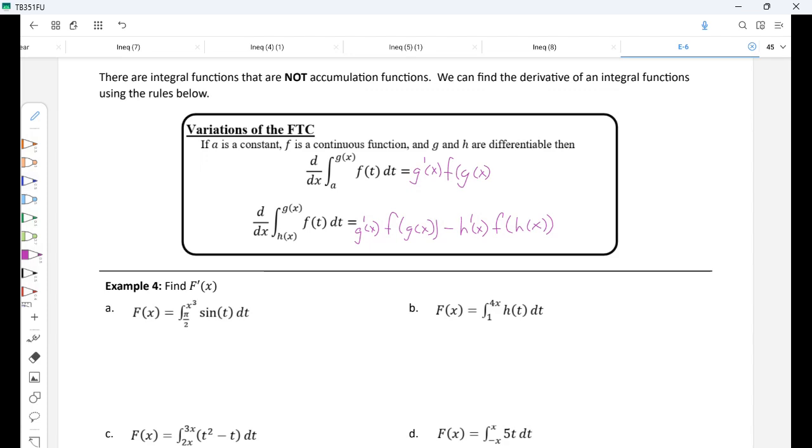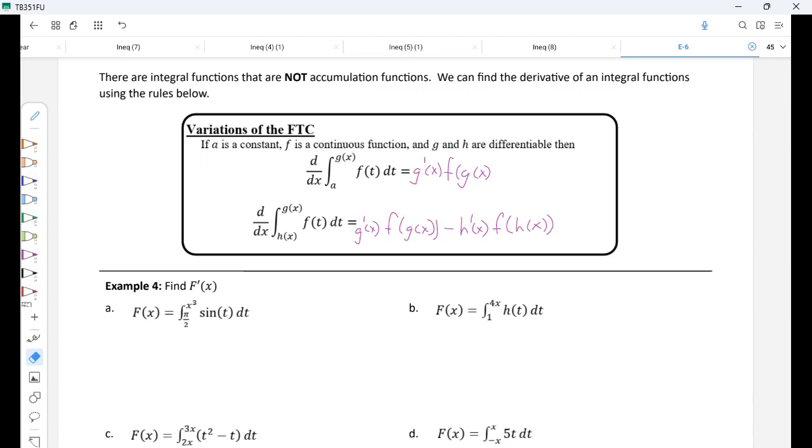But then to that, I would subtract, starting with a prime, but a is a constant, right? So what's the derivative of a constant? So that's why that's gone. There is nothing there. You don't have to worry anytime there's a constant.